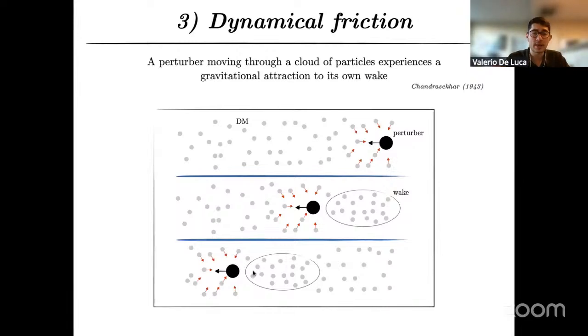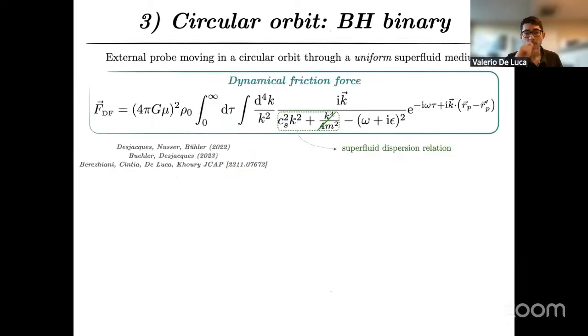Now, this was studied by Chandrasekhar many years ago in the context of cold dark matter, and now I will try to outline its behavior for superfluids. So the picture in mind is the one in which we have a probe of mass mu moving in a circular orbit around a supermassive black hole through a uniform superfluid medium. And this is the expression for the force of friction, which depends on the dispersion relation of the fluid under consideration, in this case, the superfluid dark matter.